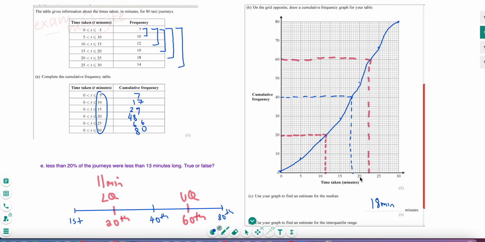So what's in the middle of 20 and 25? 22.5. And then you subtract the lower quartile from the upper quartile. So 22.5 minus 11 is 11.5. And have your interquartile range.